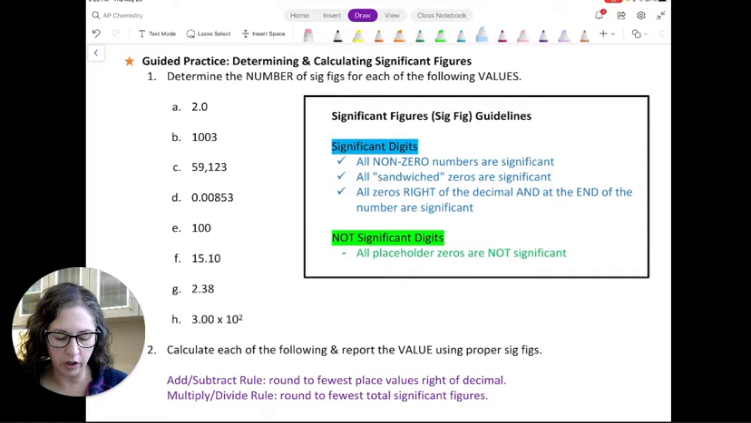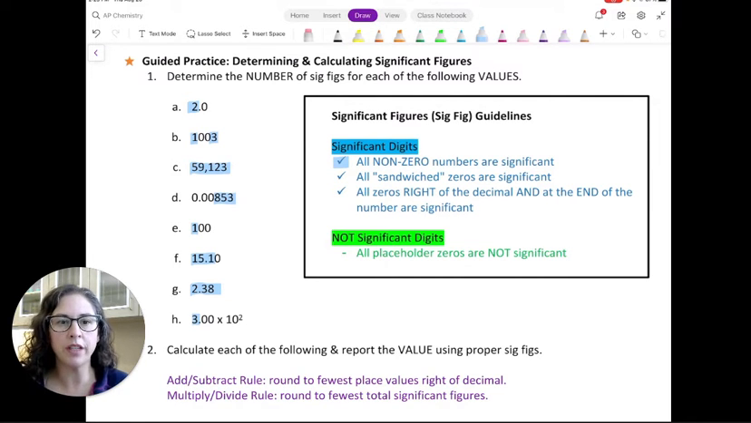And so for this first one, it says all non-zero numbers are significant. And so I can go through each and every one of these examples and determine anything that's not a zero is going to be significant. Okay, so let's go ahead and I'm going to highlight those. The zeros are where we get into trouble. So that takes care of that first check mark there for our guidelines.